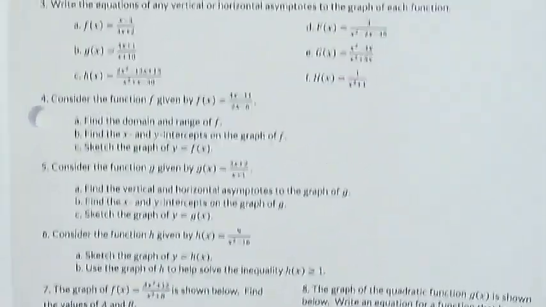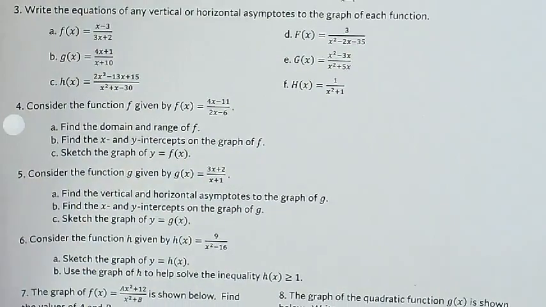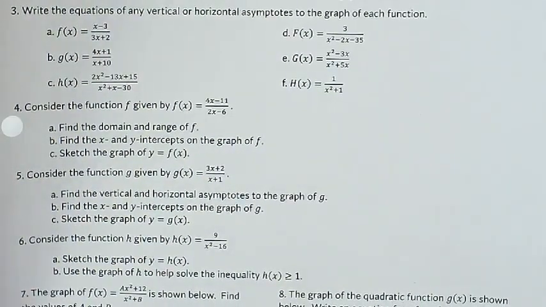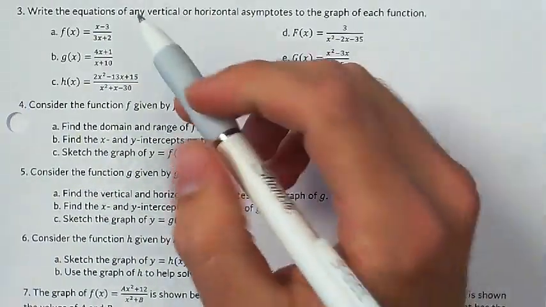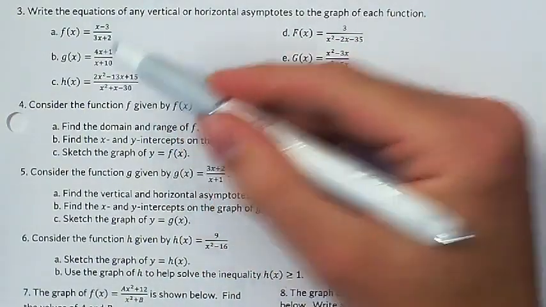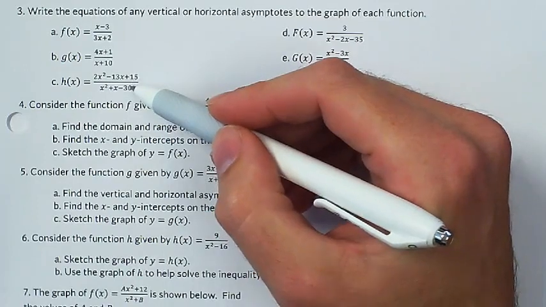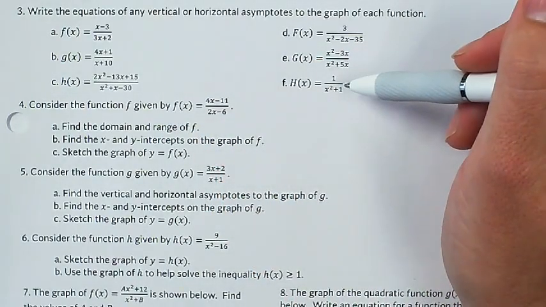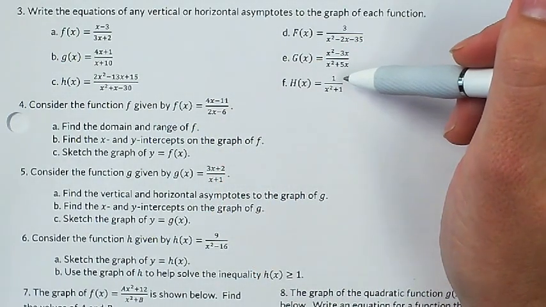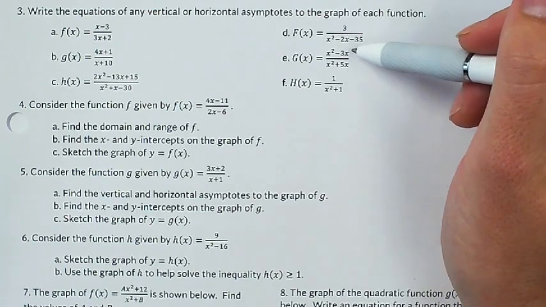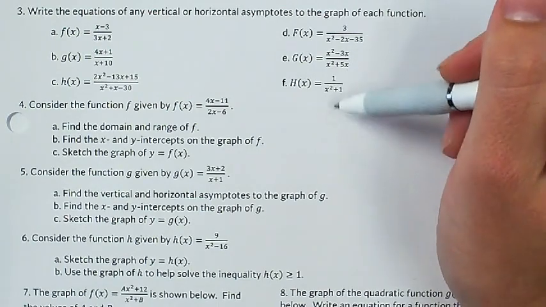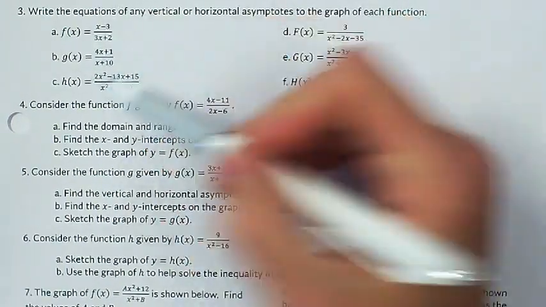All right, so we'll move on to number 3. Number 3 says, write the equations of any vertical or horizontal asymptotes to the graph of each function. Okay? And we did these in class where it was linear over linear. This is a bit of an extension, but we're going to approach it the same way. We're going to do long division. And then I'm thinking, same here. Really, if you're good with A and B, that's all I really care about.